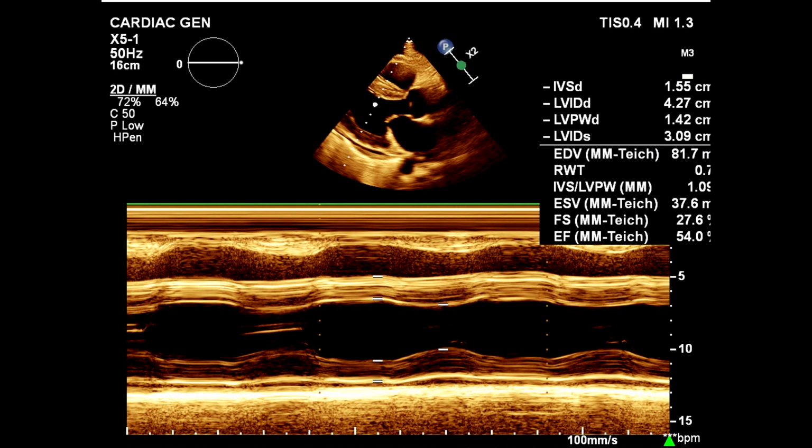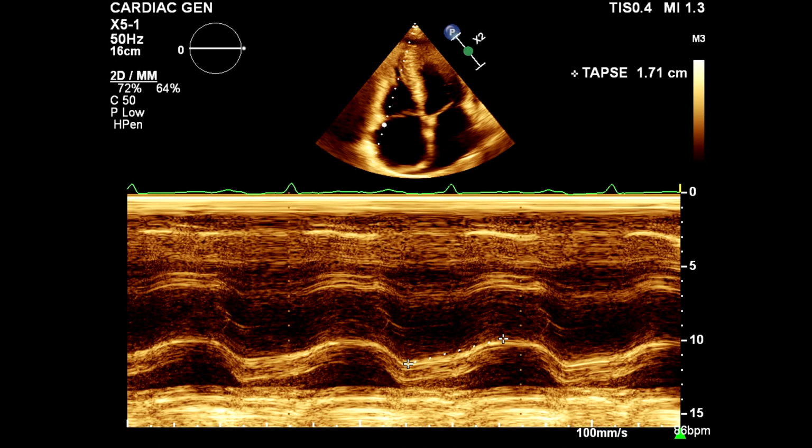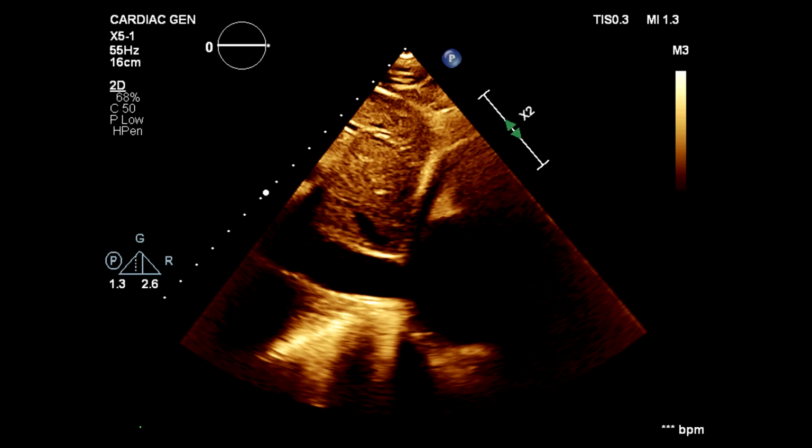And in this Simpson's method, when we wanted to do the LV ejection fraction, what we found was the LV and the IVS and the posterior wall were significantly thickened, and the EF was 54, which was not that bad. But the TAPSE showed a blunting, in which the TAPSE was only 17.